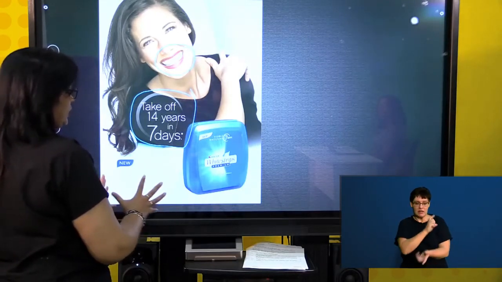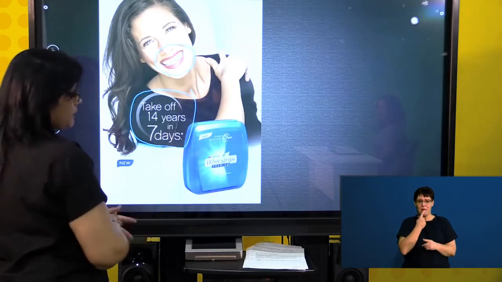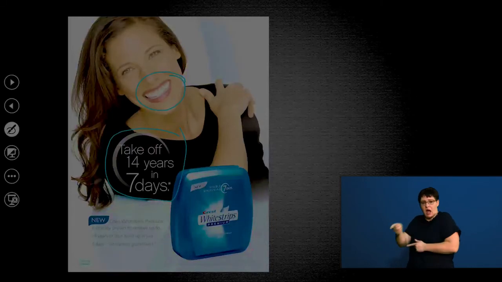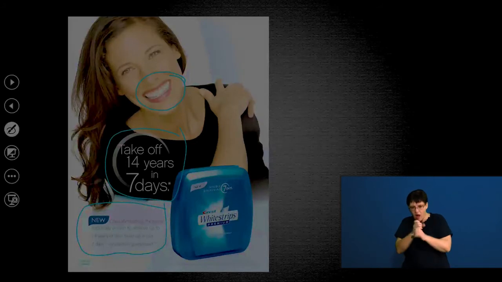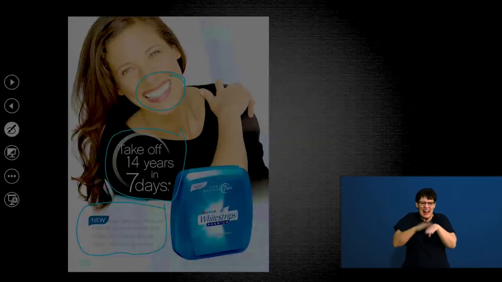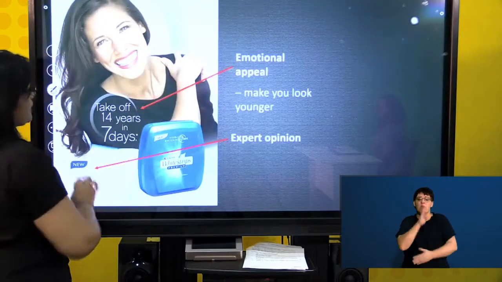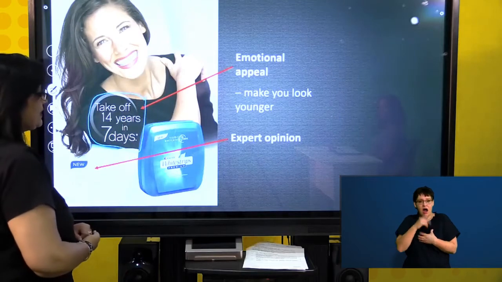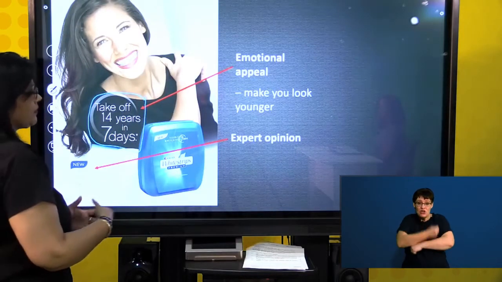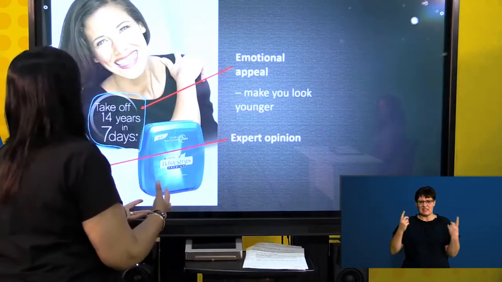If I had problems with my teeth and they were stained, I would run out and buy this product. Also, we see here, it's clinically proven to remove up to 14 years of stain buildup in just 7 days. Satisfaction guaranteed. There's your punchline to say that there's a guarantee with this product. So the emotional appeal here is that it takes off 14 years in 7 days. That is a very, very short time frame. It's a quick fix. It's something that people would want to get done quickly.